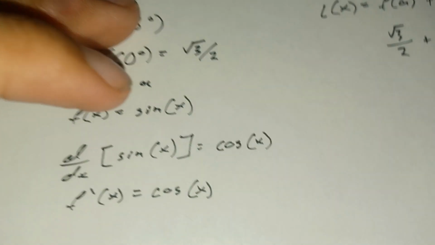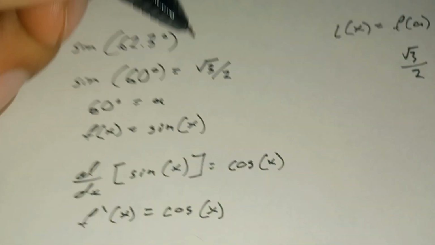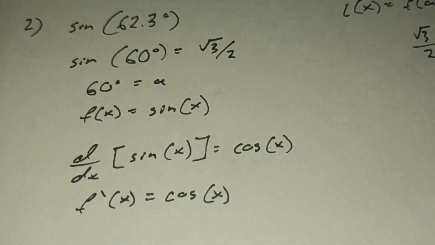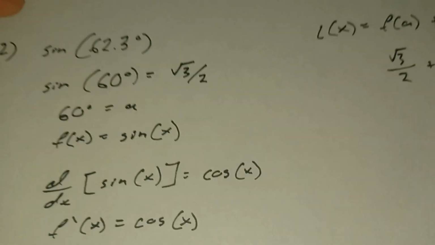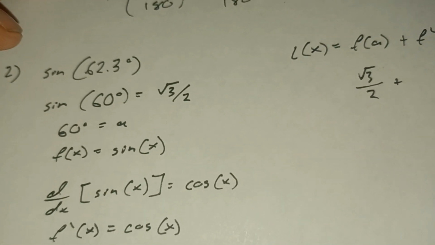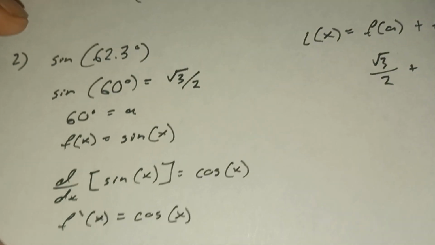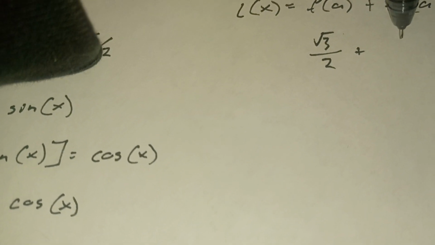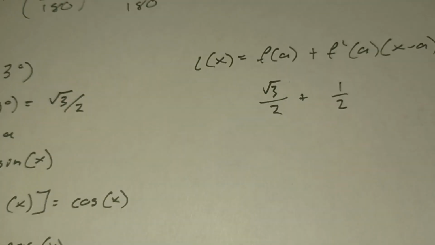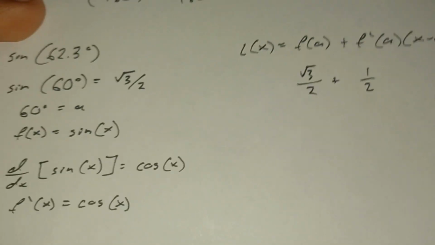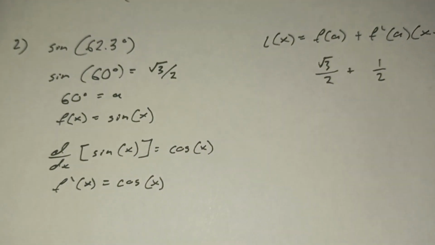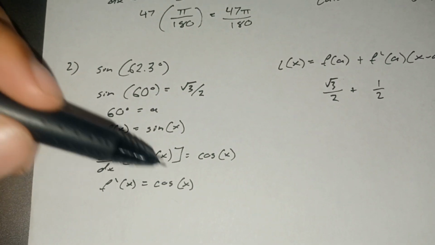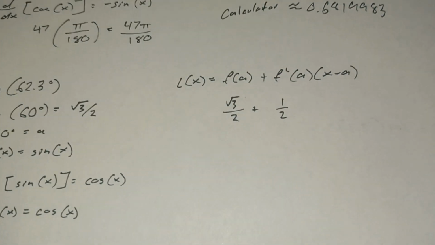So now what we have to do is take our a, which is 60 degrees, and plug it into our derivative. So the cosine of 60 degrees, what is that going to be? The cosine of 60 degrees is 1/2. Right? From the unit circle, we know all that stuff. So we will get 1/2 when we plug 60 degrees into our derivative function.